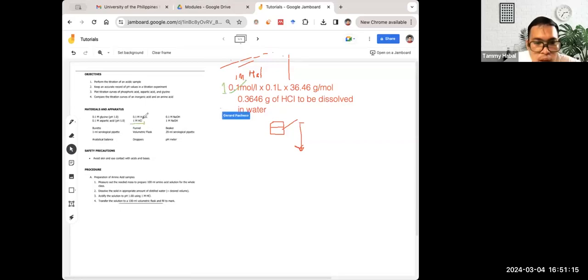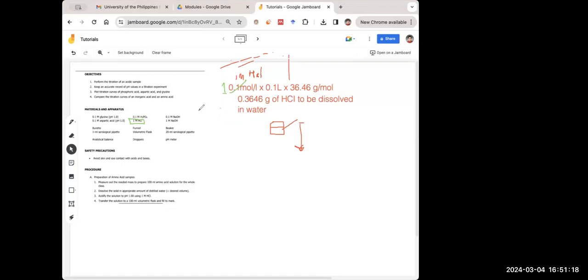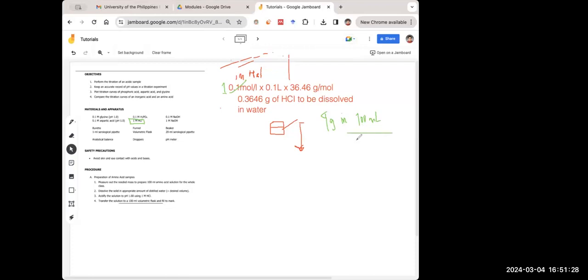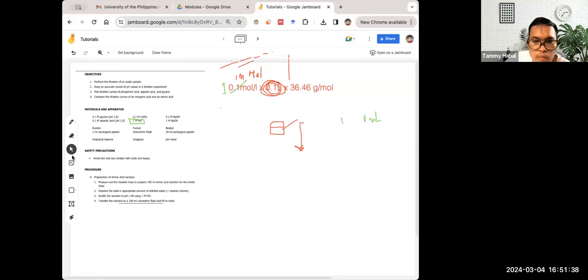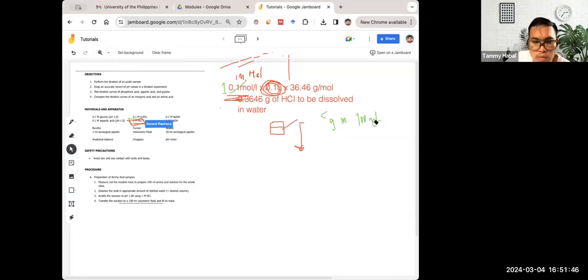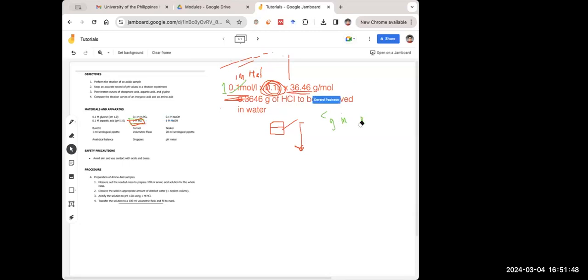Kasi di ba, sabi dito, one lang. Right? Okay, so you have to dissolve 4 grams in 100 ml water. Did you get it? I get it. Let me just confirm this used to be the 100 ml of water, right? And then this is the 1 M of hydrochloric acid. Yes. And then this is the molar mass of the hydrochloric acid.